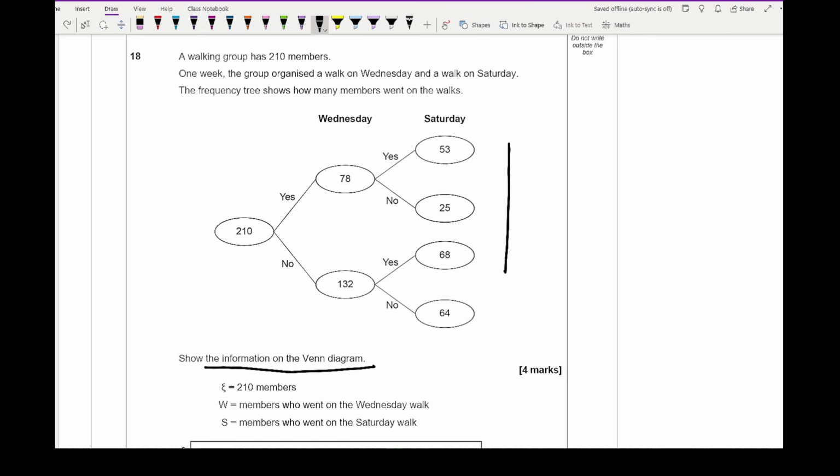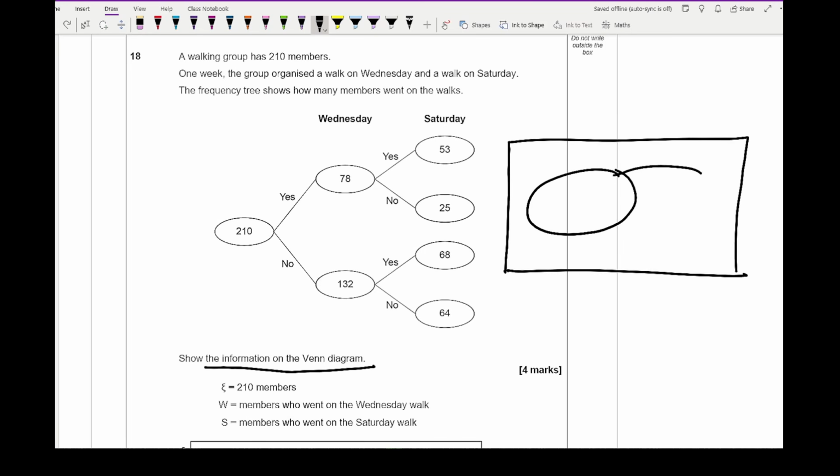Now in terms of the template for the Venn diagram, which is given to us, let me just draw it again so we can have the frequency tree and the Venn diagram all on the same screen. So we've got something that looks like this. Whenever you're completing a Venn diagram, you always want to focus on the middle bit first. Always try and complete that bit. Now the middle bit is Wednesday yes and Saturday yes. So that's going to be an answer of 53.